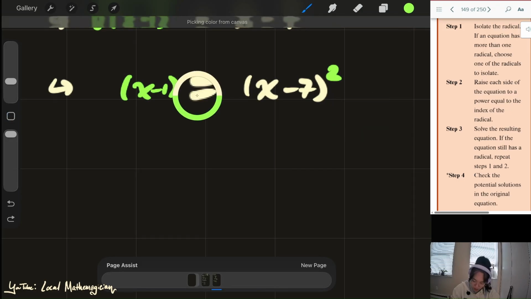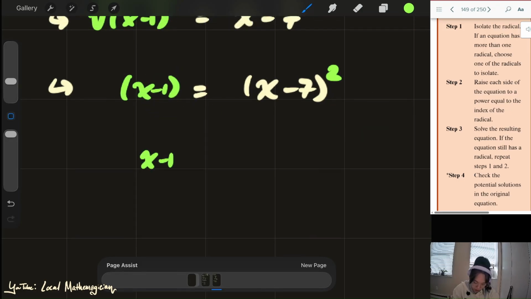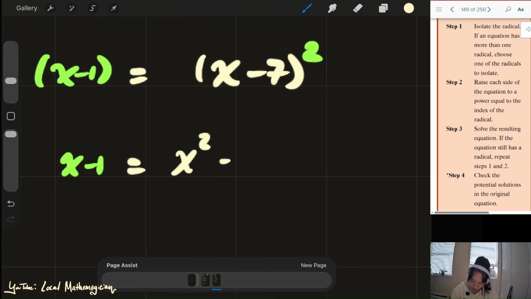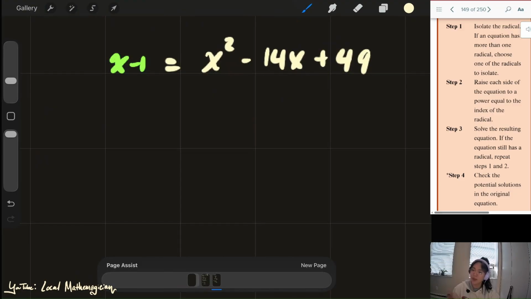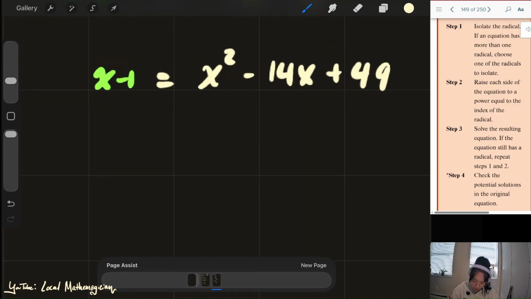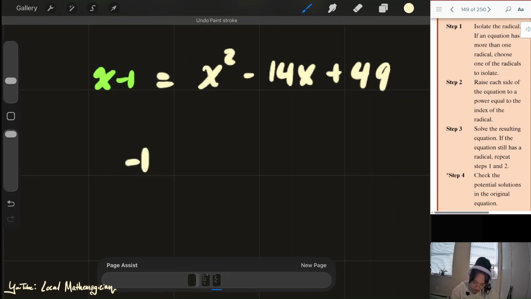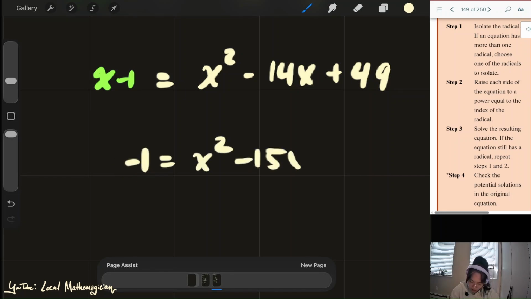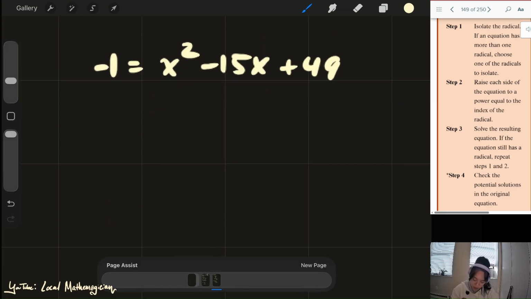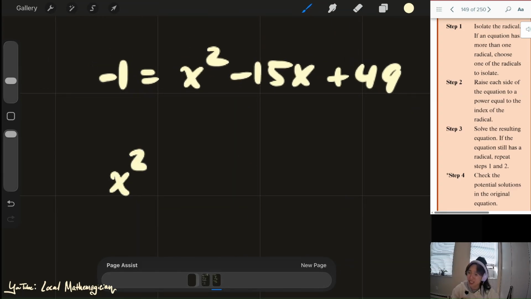All right. Now this is just our run-of-the-mill polynomial things. X minus 1 is equal to, let's distribute, let's expand this. This should give you x squared minus 14x plus 49. Cool. Business as usual, subtract x on both sides. 1 is equal to x squared minus 15x plus 49. Yep, I did do that right. Add 1 to both sides. I'm going to switch the sides because I don't like our variables being on the right hand side. X squared minus 15x plus 50 is equal to 0.